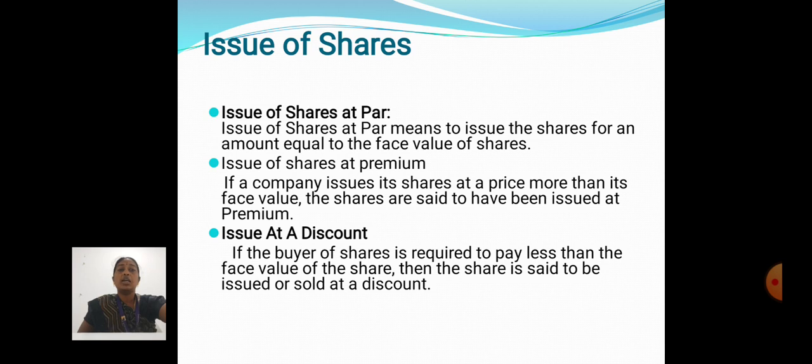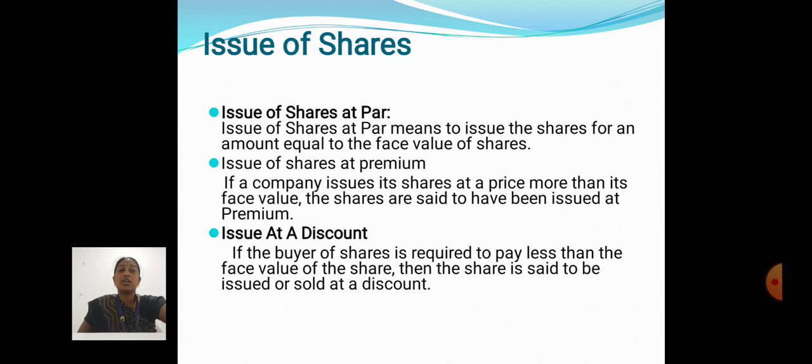Issue of shares. There are three types of issue of shares. First one is issue of shares at par, issue of shares at premium, and issue at a discount. Issue of shares at par. Issue of shares at par means the share offer amount is equal to the face value of shares. It is the issue of shares at par value.